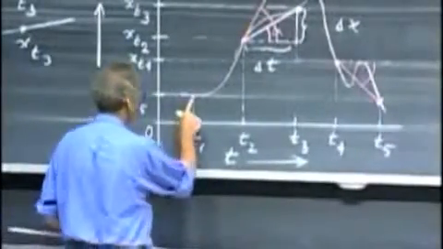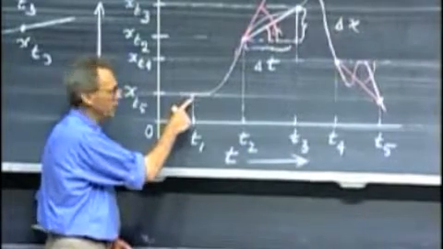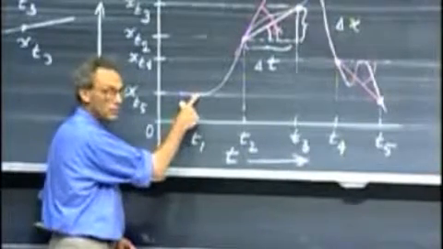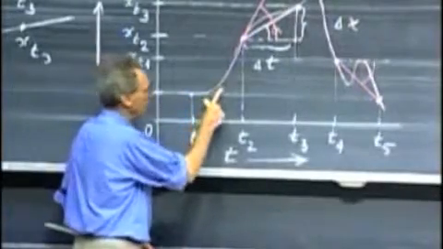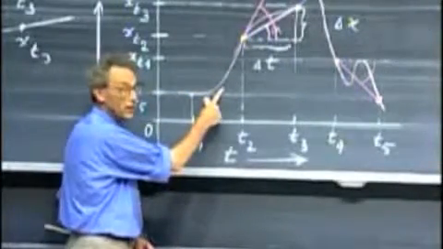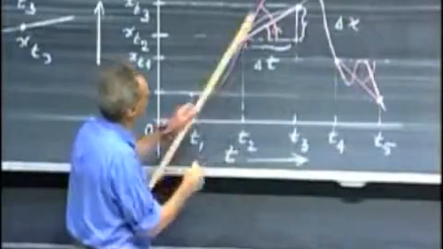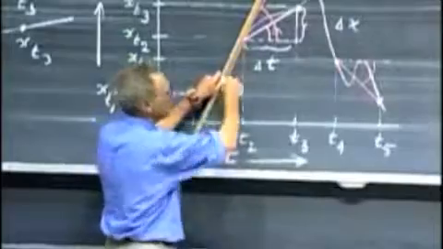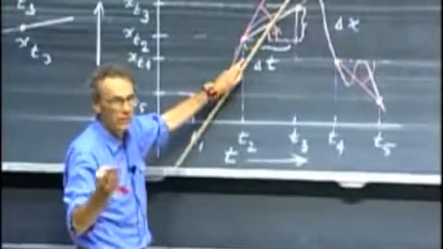right here, the velocity is not changing. So the acceleration everywhere here must be 0. Here the velocity is increasing. So the acceleration must be larger than 0 here. Here, the velocity is almost constant. It's almost a straight line. What does that mean for the acceleration?